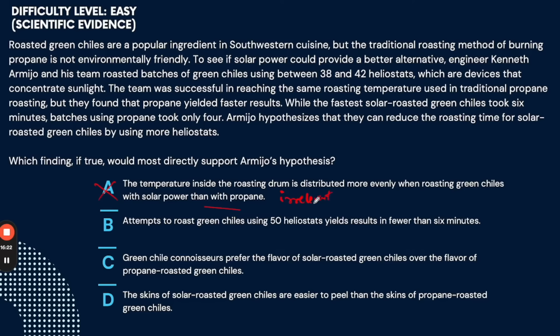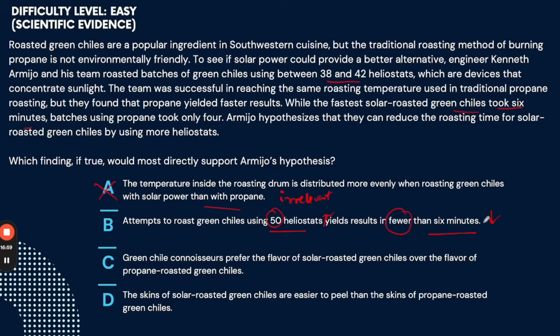Let's look at B. Attempts to roast green chiles using 50 heliostats yields results in fewer than 6 minutes. Now remember, we did talk about using more heliostats to reduce the time taken for roasting. In the text, they mentioned they used 38 and 42 heliostats. Here they are talking about 50, which means there is an increase here, right? In the text, they mentioned that the fastest solar roasted green chiles took 6 minutes. Here they are taking fewer than 6 minutes. So there's a reduction here. So I already like this option. It's already supporting the hypothesis.